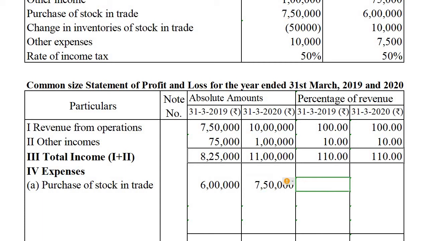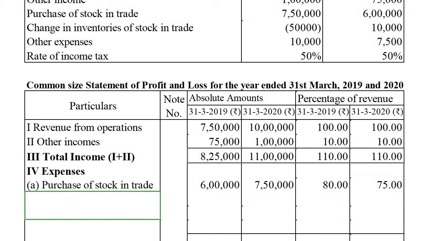Then 6 lakh divided by revenue from operations. 6 lakh divided by 7,50,000 into 100. That is the percentage for the previous year, and for the current year 7,50,000 divided by this 10 lakh into 100 will be the answer. That is 75%.